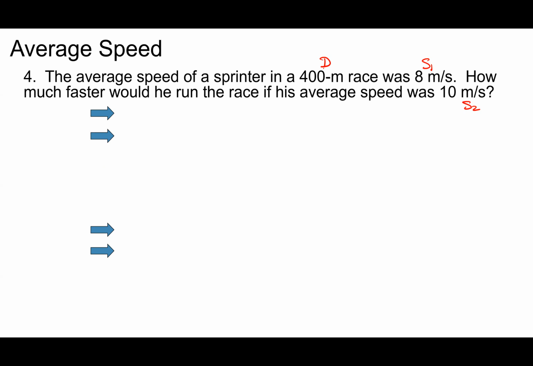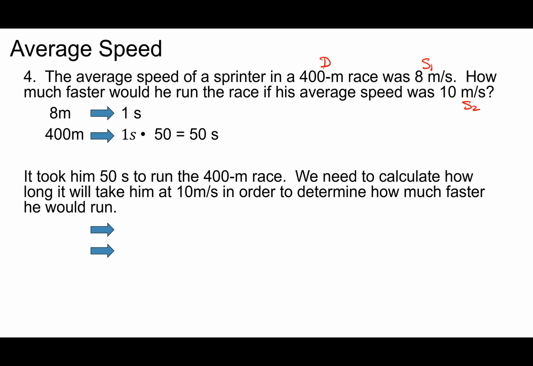So for the first race, he runs 8 meters in 1 second. We want to know how many seconds it takes him to run 400 meters. What do I multiply 8 by to get to 400? Annie? 50, yeah, let's multiply both sides by 50, and it's going to take him 50 seconds to run that race. Okay, in the second race now, we're still finding a time. So he's going to go 10 meters in 1 second. You guys are copying this down?